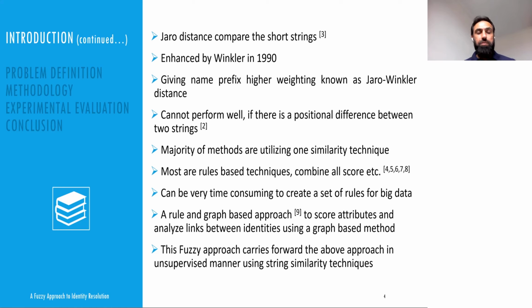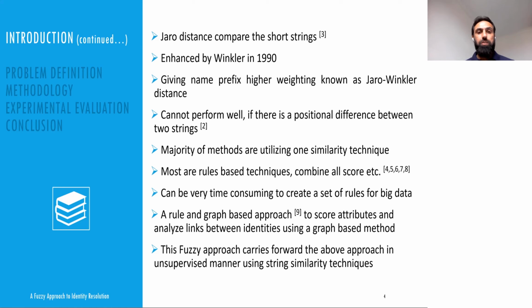In 1990, Winkler enhanced the algorithm and added a prefix higher weighting to the name, but the problem remains the same: with the longer name, when there is a positional difference, the algorithm fails and doesn't match the two strings. In previous works, the majority of methods utilize one similarity technique, and most of them are rule-based.